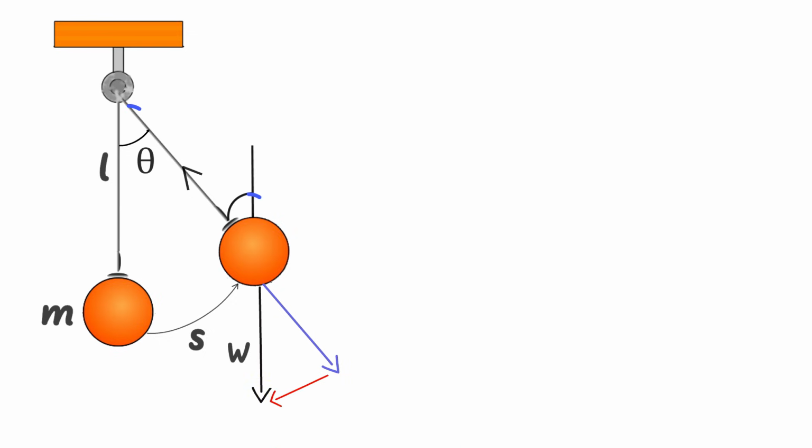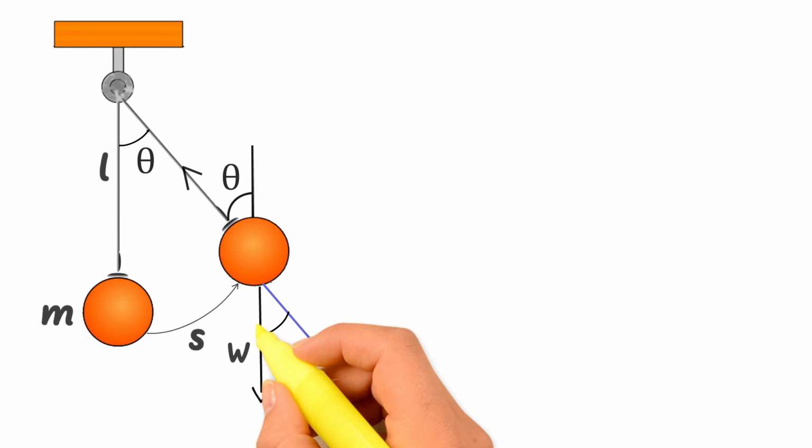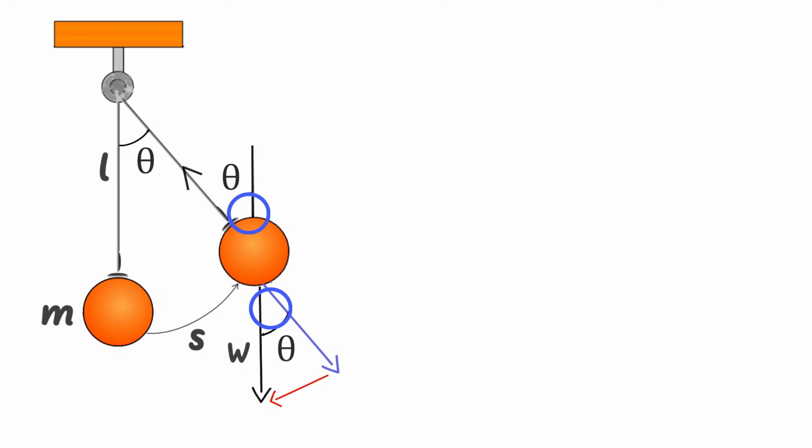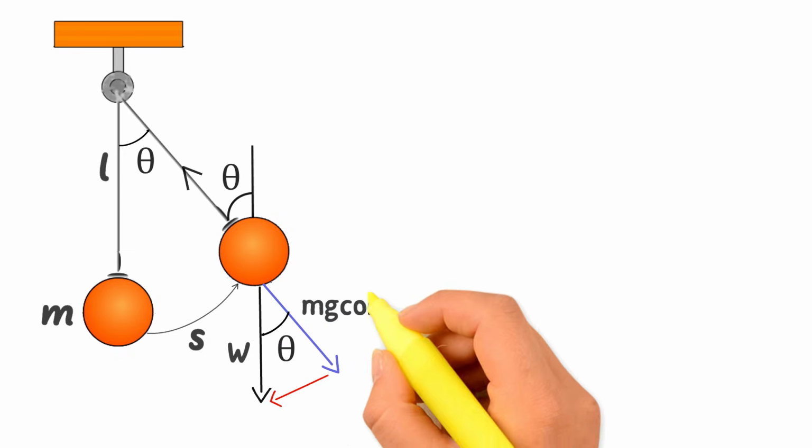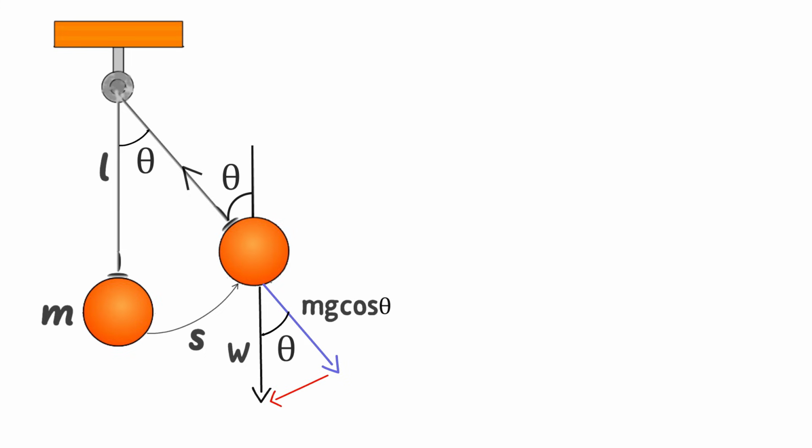Remember that this angle is equal to this angle theta, being alternate angles, while this angle is equal to this angle theta, being vertical angles. But the direction of this theta is like this. So the x component of weight becomes mg cos theta and the y component of the weight becomes mg sin theta. Now listen carefully. The x component of the weight balances the tension in the string.